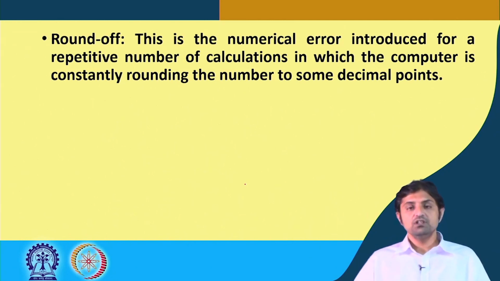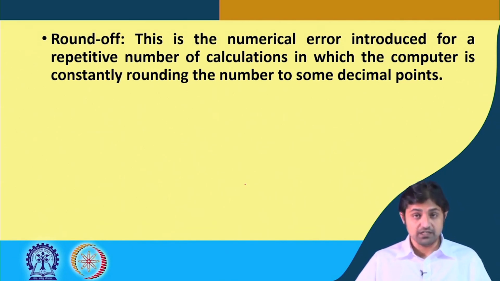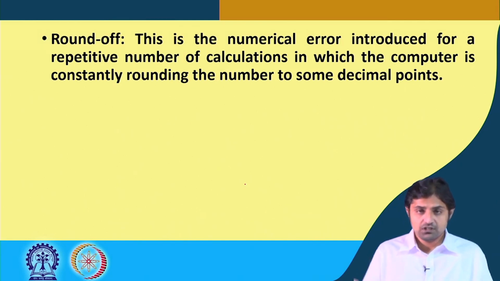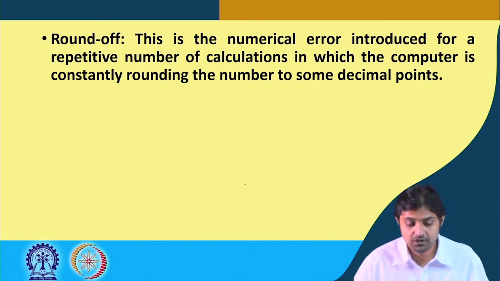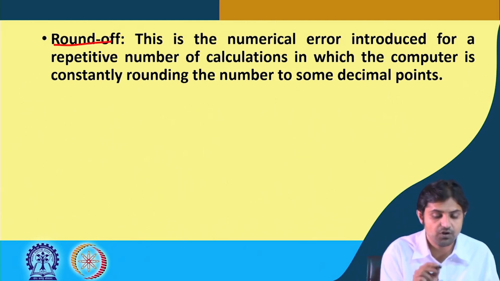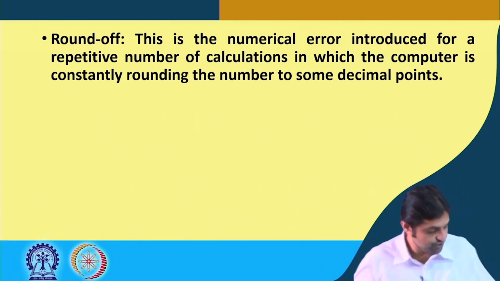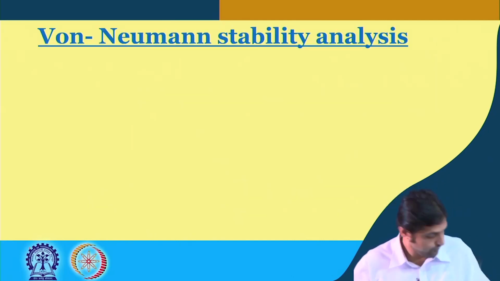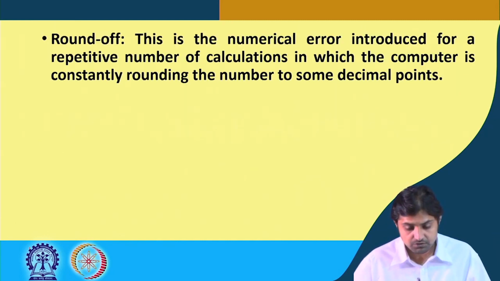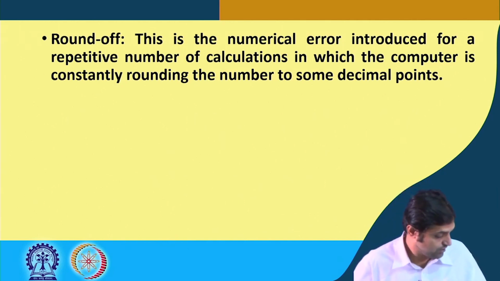Suppose the accuracy of the computer is, let us say, 3 decimal units, and our solution is 1.117985, or let us assume the value of pi is 3.14 and it goes on. When the computer is accurate up to third order, it will keep on rounding the values. Therefore, there will be one error introduced due to the rounding off. So, one is due to discretization, second is due to the rounding off. These are the two errors that we had talked about.